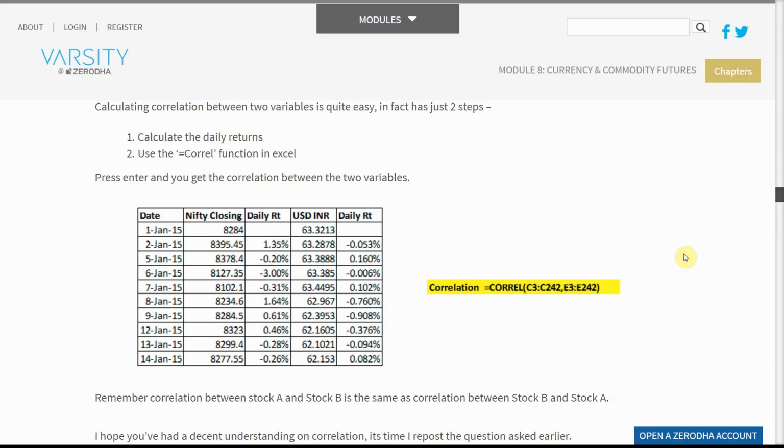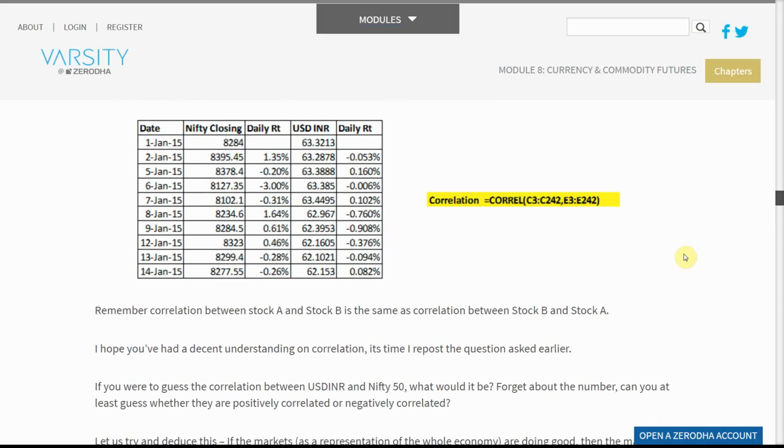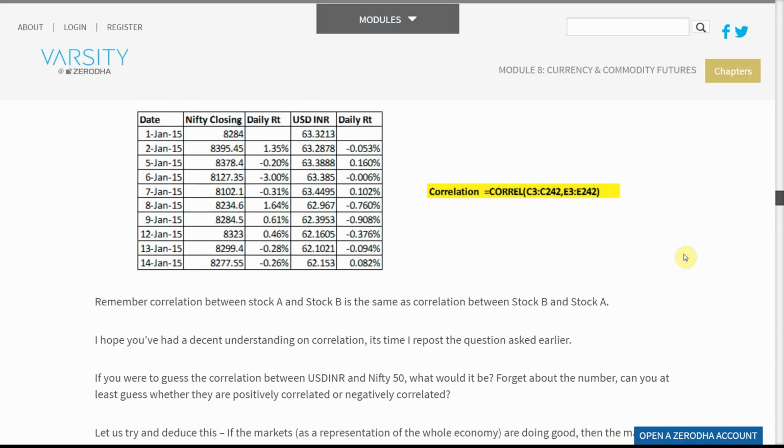I hope you've had a decent understanding of correlation. It's time I repost the question asked earlier. If you were to guess the correlation between USD-INR and Nifty 50, what would it be? Forget about the number. Can you at least guess whether they are positively correlated or negatively correlated? Let us try and deduce this.